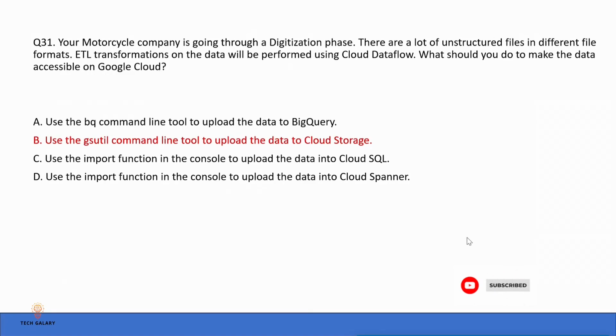Now let's take a look at each of these options. Let's take a look at option A. Use the bq command line tool to upload the data to BigQuery. This option is incorrect because BigQuery only supports a limited number of structured file formats. The bq command line tool is used to interact with BigQuery, and this is a data warehousing and analytics solution. It is not designed for uploading unstructured files or performing any ETL transformation.